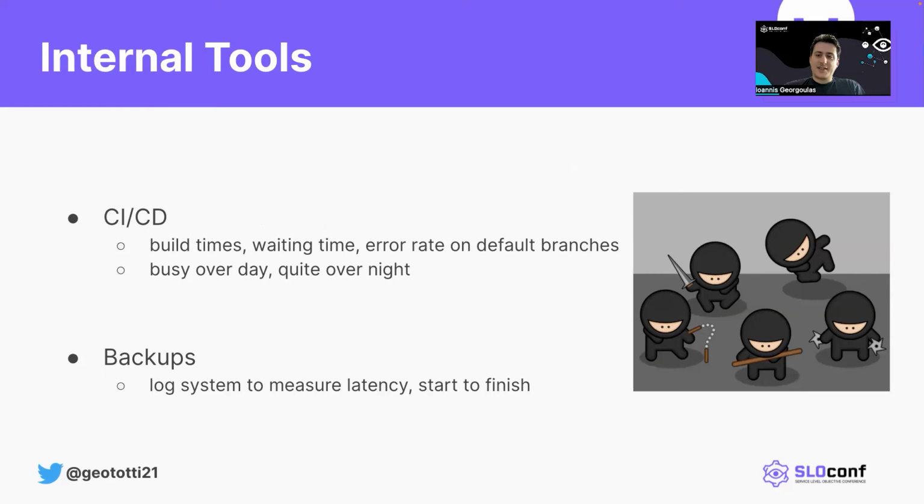There are some nice metrics around build times, waiting times, or your error rate in your default branches. If these kinds of metrics can be exported from your CI/CD provider, they would be very good candidates to understand how developers experience and interact with your platform. And the next one is backups.